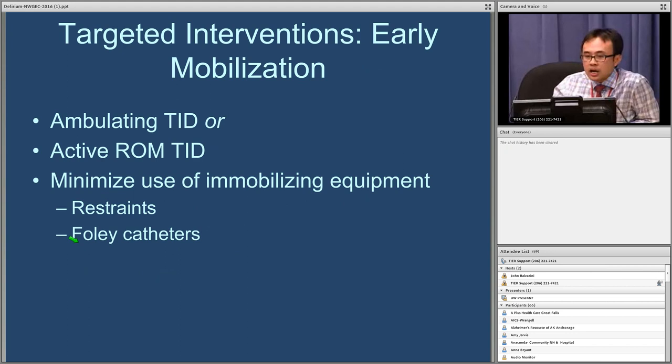They've focused on mobilizing people early. So they ambulated people three times a day. And for those individuals who weren't able to ambulate for whatever reason, they did range of motion of large joints three times a day. That's it. And so they minimized the use of other things that could be considered restraints. So not only purely restraints, but maybe Foley catheters that we talked about as well.